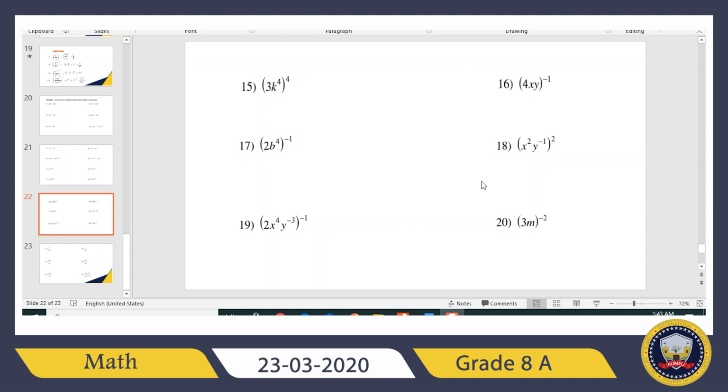Okay, let's go to number 18. (x power 2 y power negative 1) all to the power of 2. Here I will multiply the powers together. For x, 2 times 2 equals 4, so the answer is x power 4. What about y? Negative 1 times 2 equals negative 2. So the answer should be x power 4 y power negative 2.